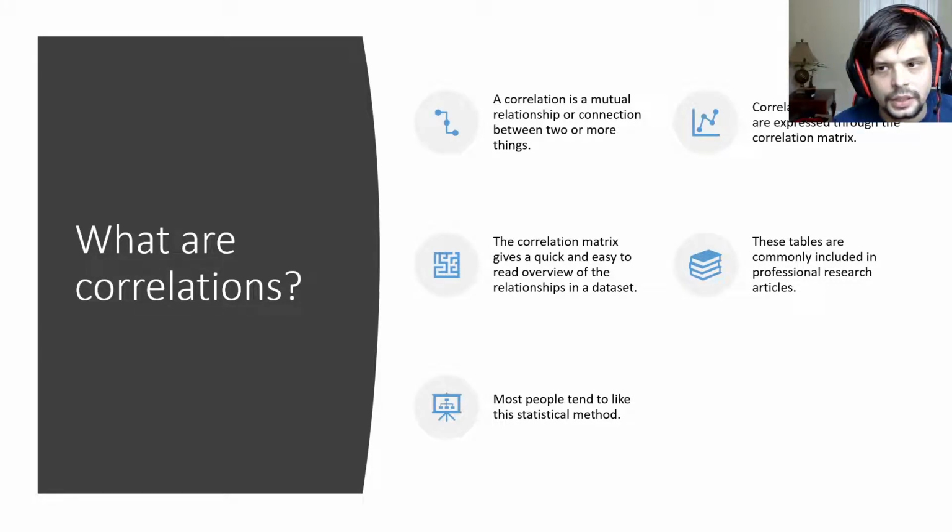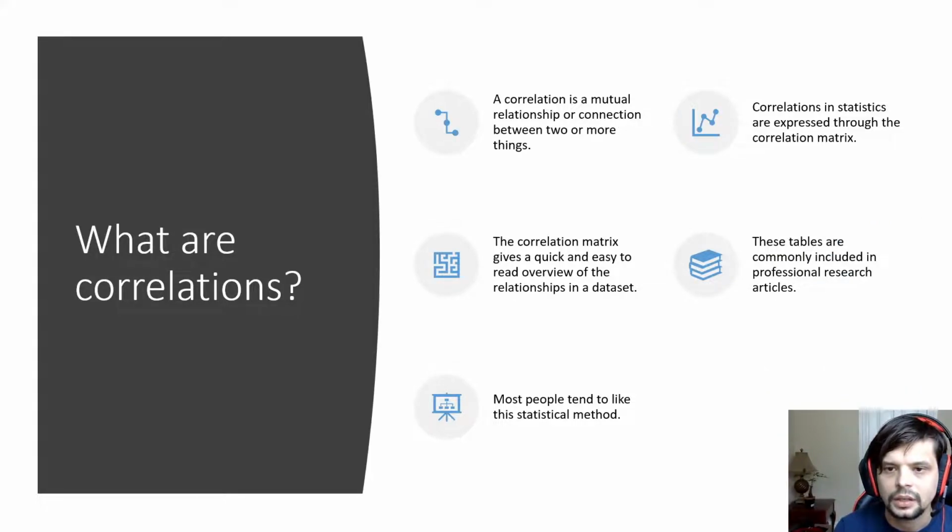So a correlation is a mutual relationship or a connection between two or more things. As you know, I've been going around talking in class, both online and offline, about the correlation between ice cream sales and temperature. An example of a correlation is that relationship. The way you could say this would be, as temperature increases, ice cream sales also increase. That would be a positive relationship.